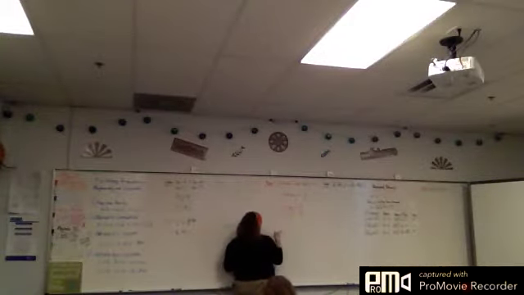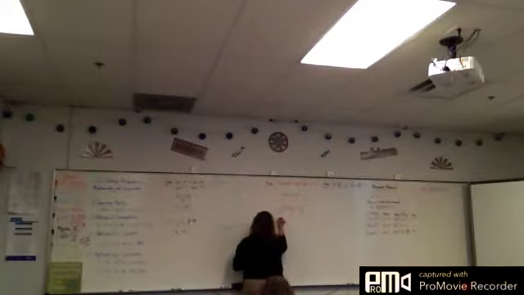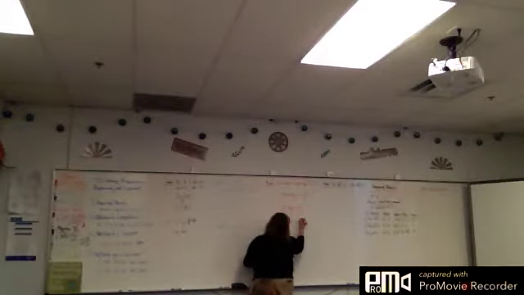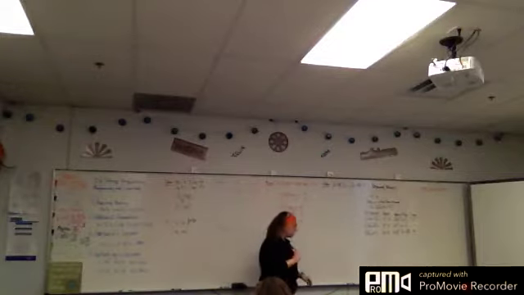What does negative 2 over 6 reduce down to? Negative 1/3. So negative 1/3 is less than or equal to x, which is less than 2/3. Okay, which is less than 2/3.